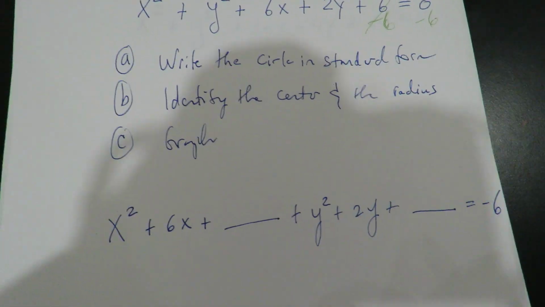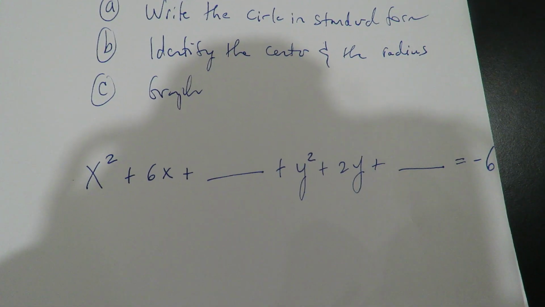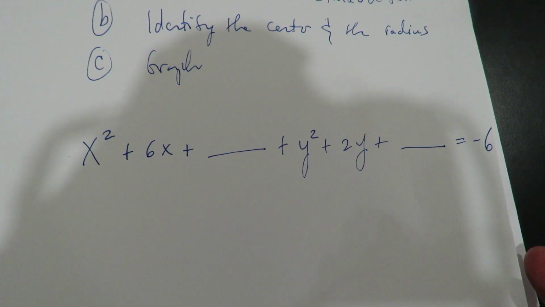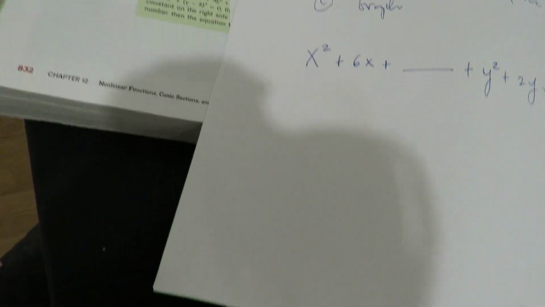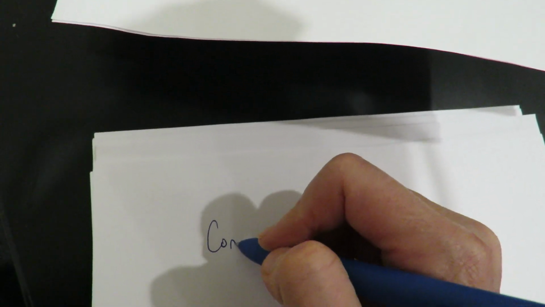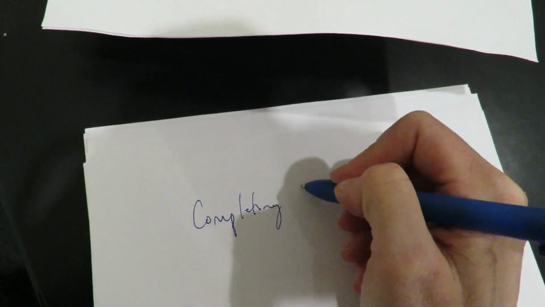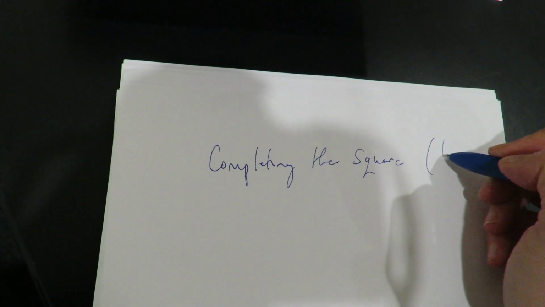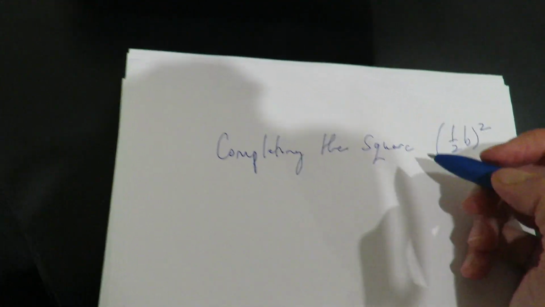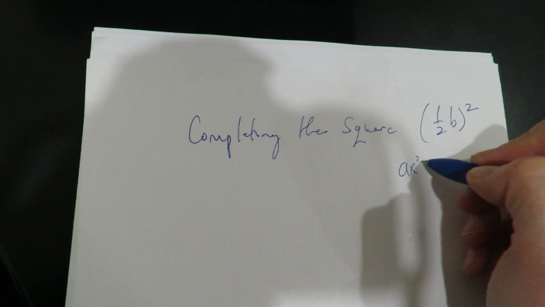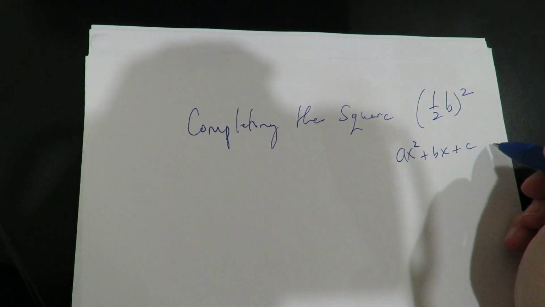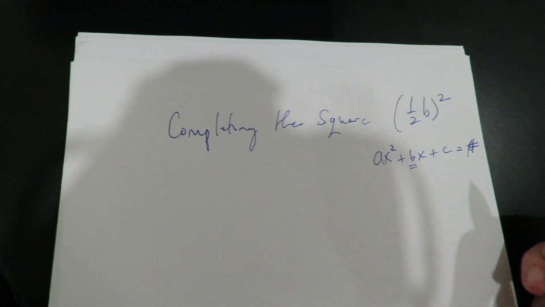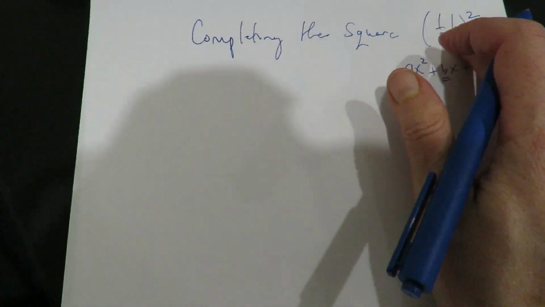Now, putting circles in standard form means that you have to do something called completing the square, which I actually showed you once, real brief, but this time you actually have to do it. So the formula for completing the square is (1/2 b) quantity squared, where b is actually in front of the linear term, okay? In front of the linear term.